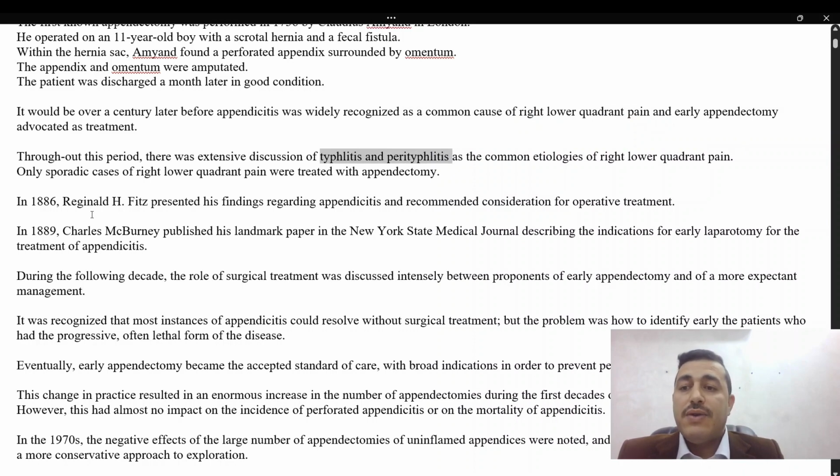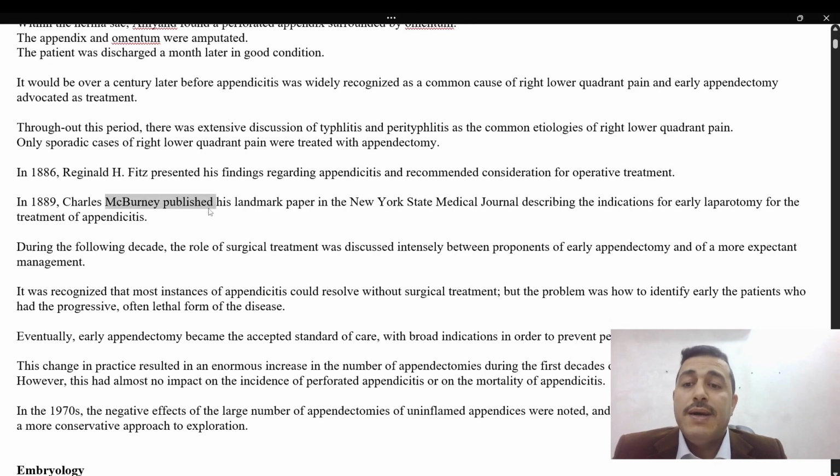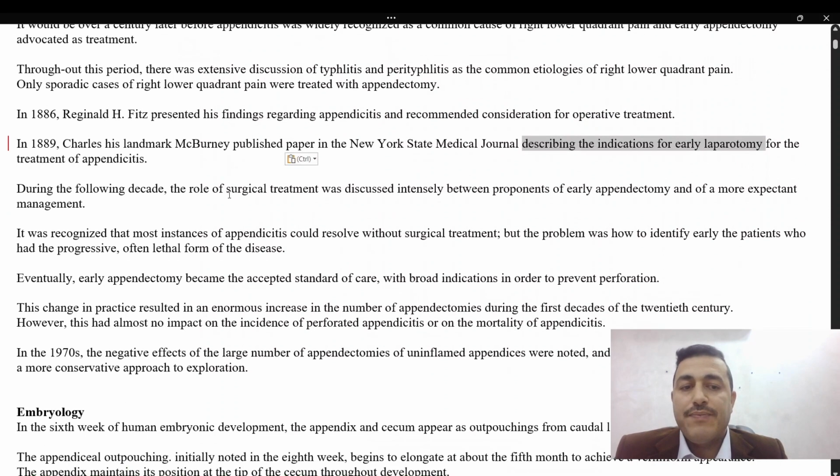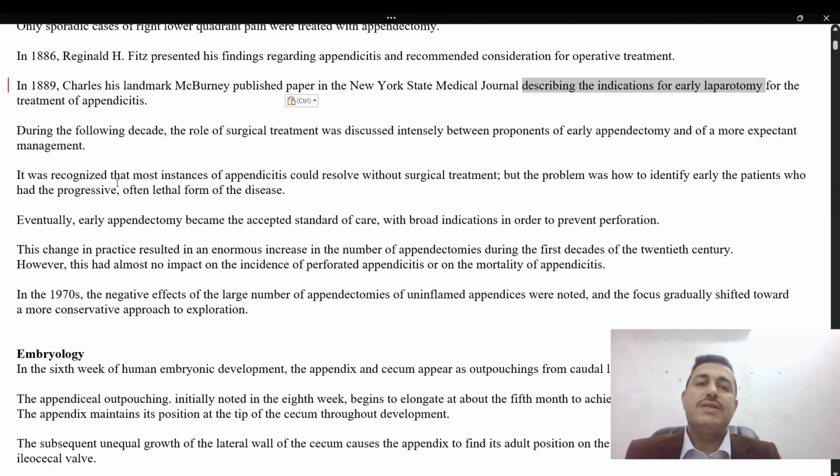The first man who recommended operative treatment for appendicitis, in 1886, was Fitz. McBurney published a landmark paper on appendectomy, and he described the indication for laparotomy for patients with appendicitis. And so we started to do appendectomy at the beginning of the 20th century.